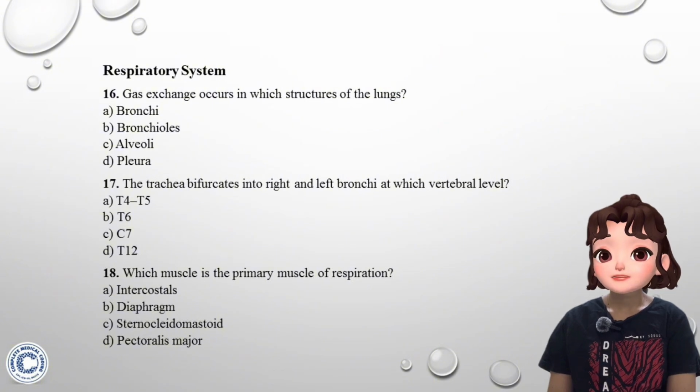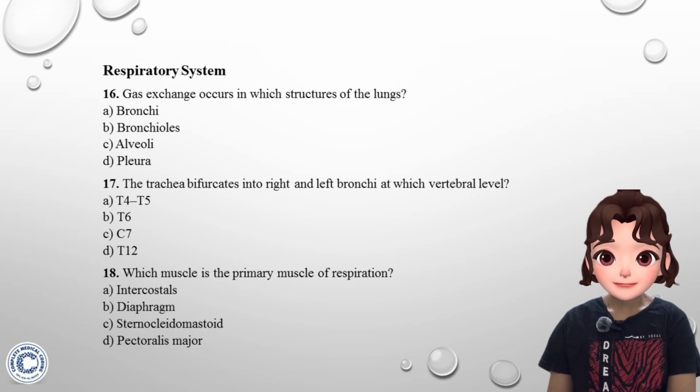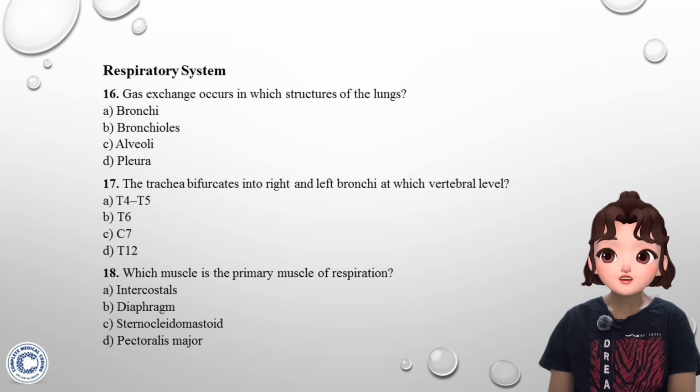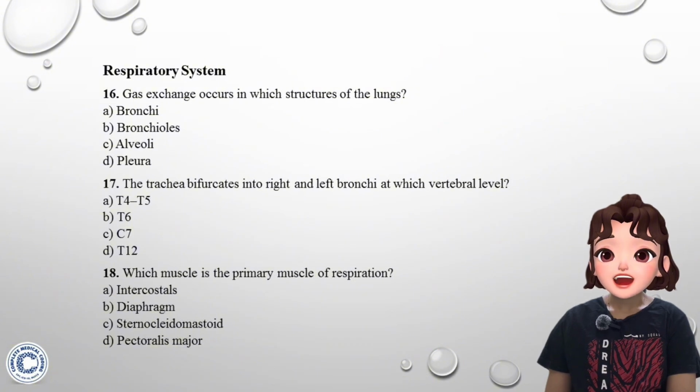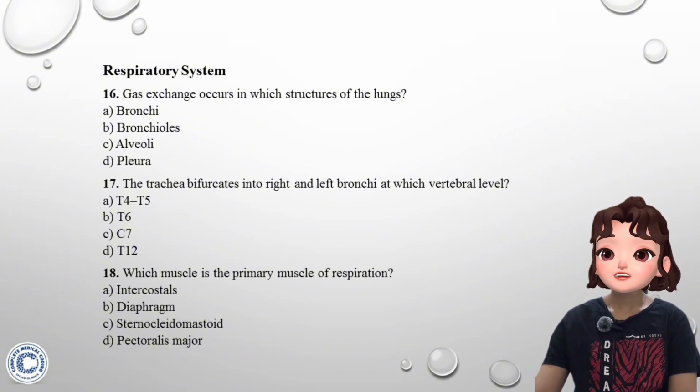16th question. Gas exchange occurs in which structures of the lungs? Options: bronchi, bronchioles, alveoli, pleura. So gas exchange occurs in which structure of the lungs? Answer is option C, alveoli.